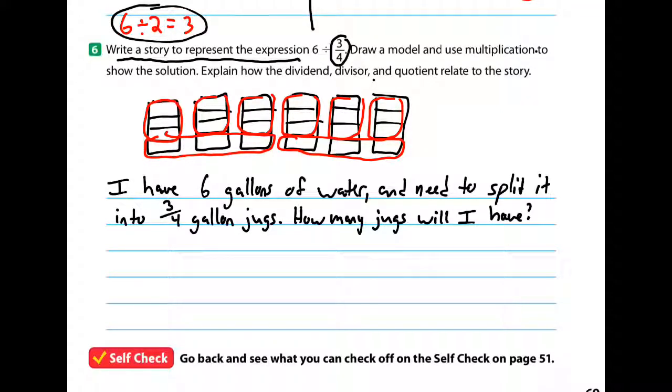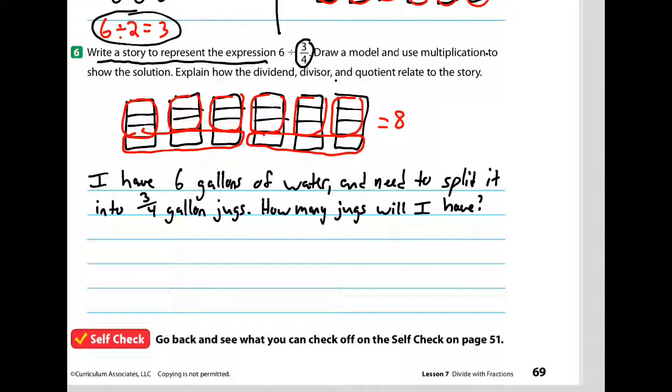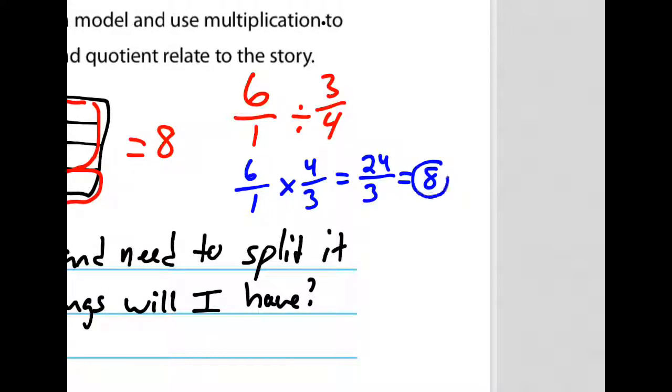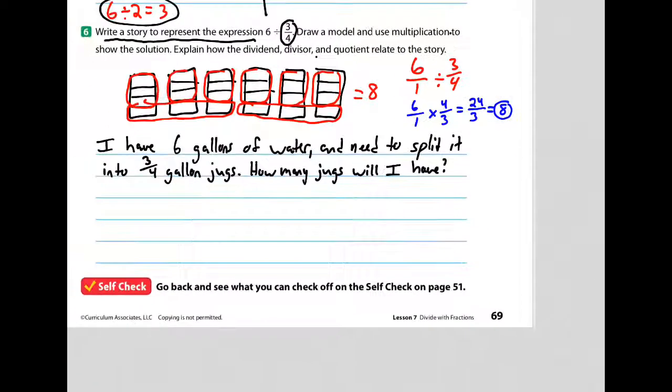Now it says draw a model and use multiplication to show the solution. So the answer is 8. So now I'm going to do a division problem. So remember, 6 over 1 divided by 3/4 becomes 6 over 1 times 4/3, which is 24/3. And 24 divided by 3 is 8. So that's how you do it with a math problem, but I get 8 either way.